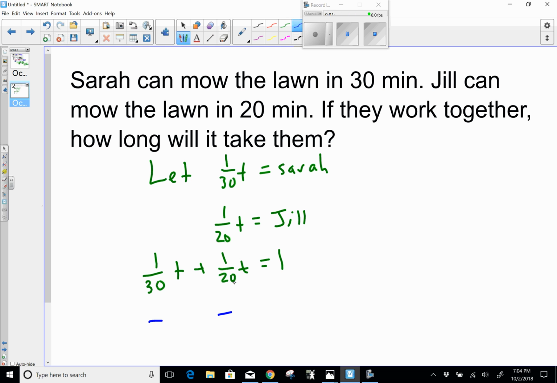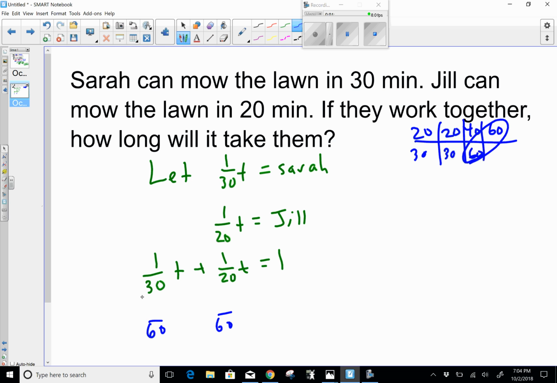So between 30 and 20, 60 goes into both. I'm not sure if you want me to go over how. So multiples of 20 are 20, 40, 60, right? Multiples of 30 are 30, 60. So the least common denominator is 60.